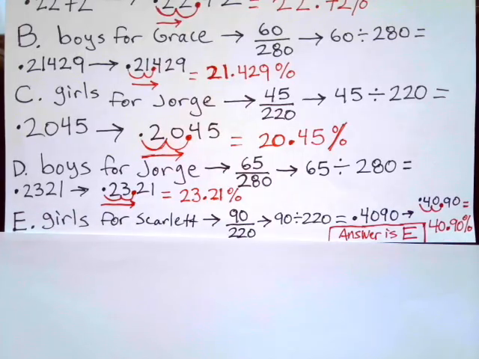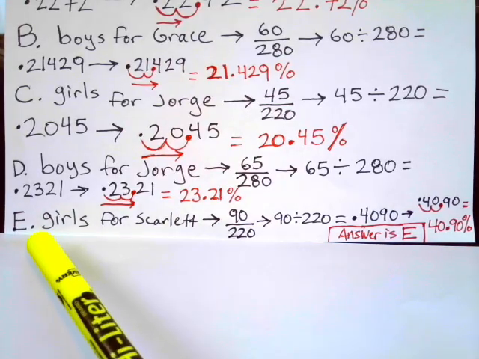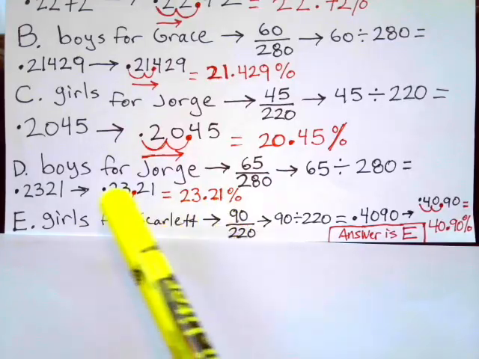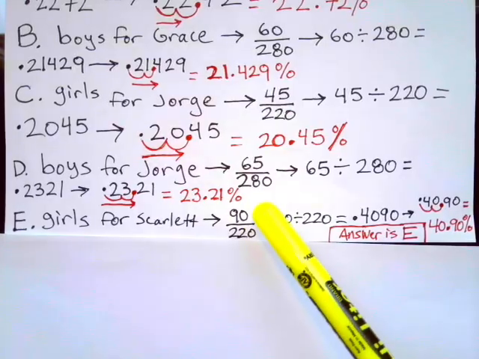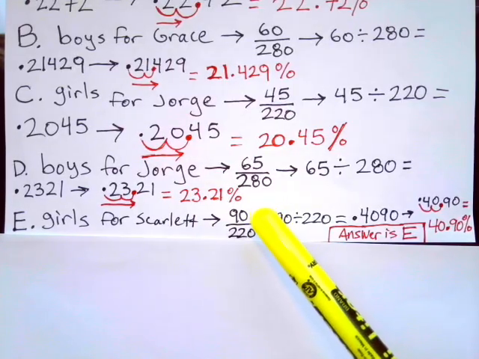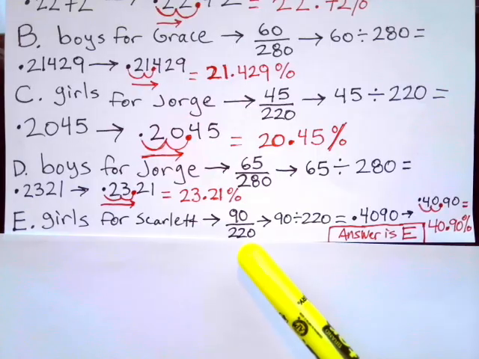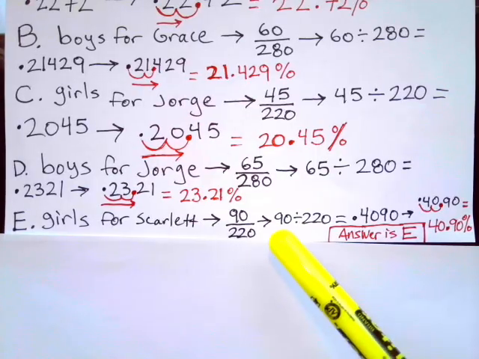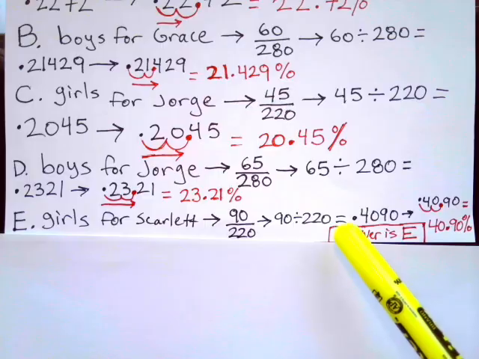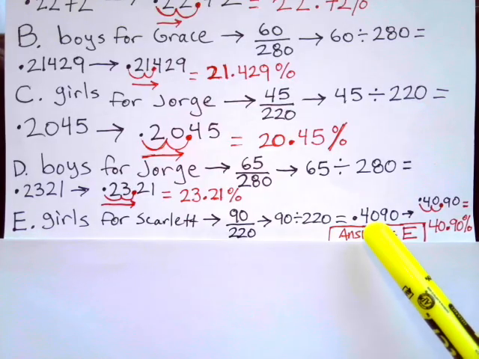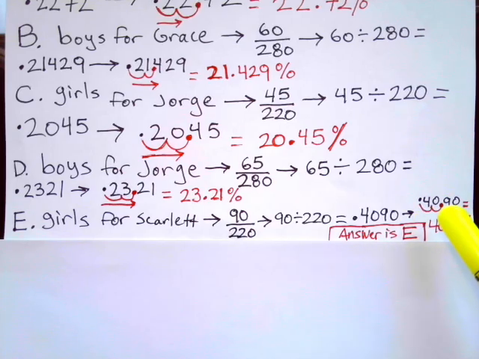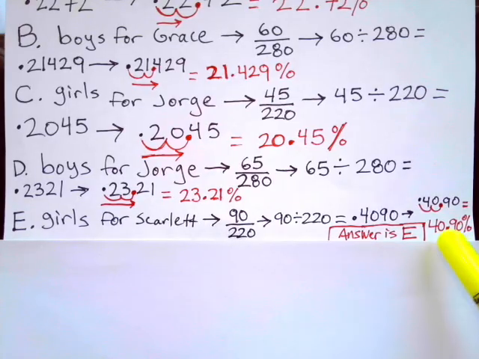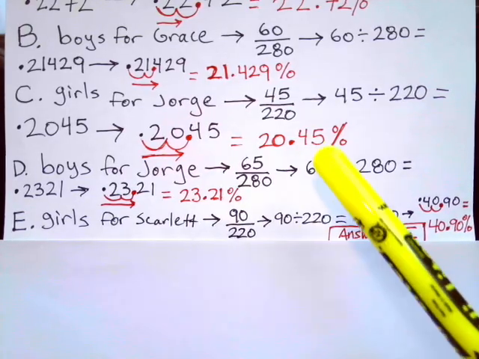So for E, how many girls voted for Scarlett? Hey, back over here, check this out. This is the question. Girls for Scarlett. On the chart, there were 90 girls who voted for Scarlett out of 220 total votes. That's 90 divided by 220 equals 0.4090, right? Move that decimal 2 places to the right. You get 40.90%. That's the largest percent that we've seen here so far.